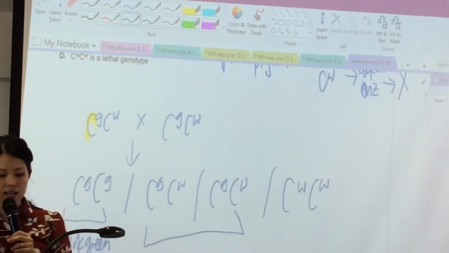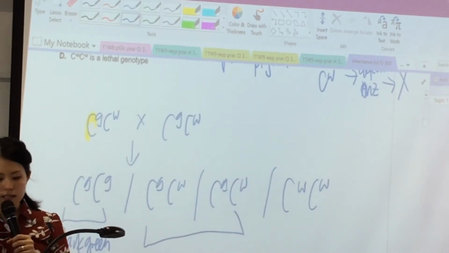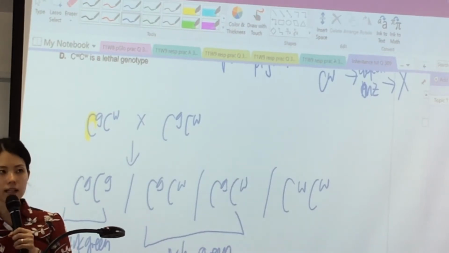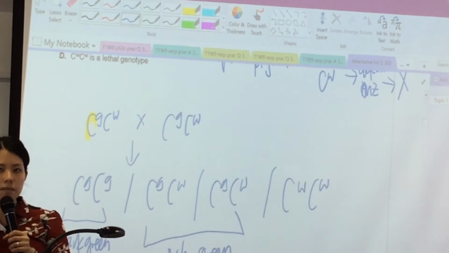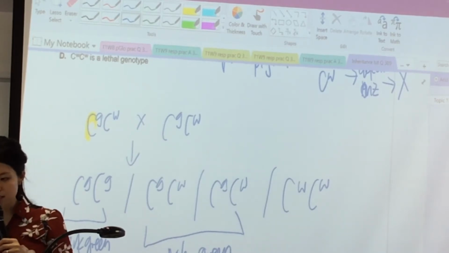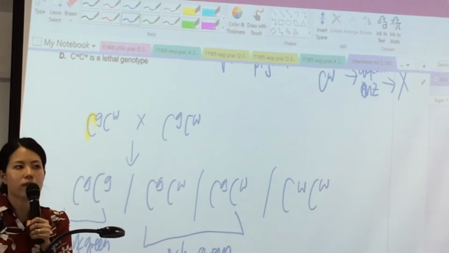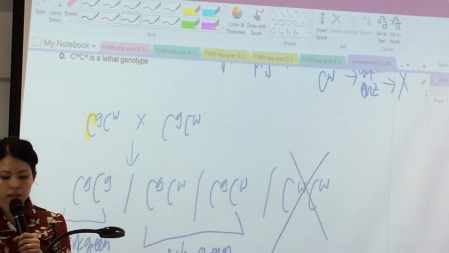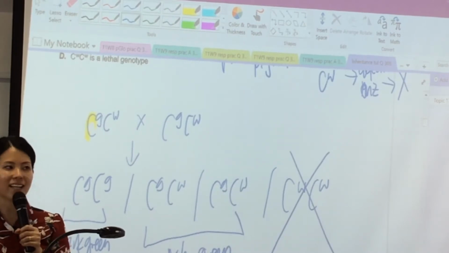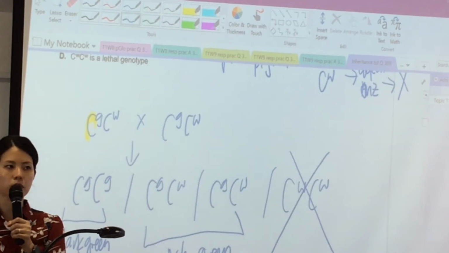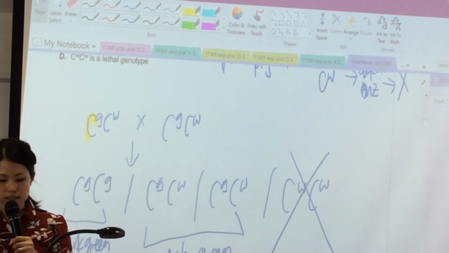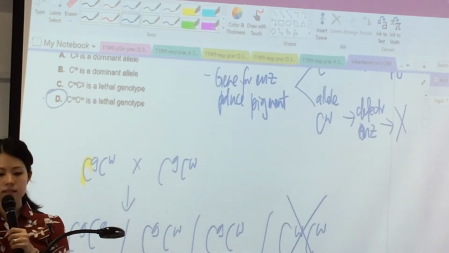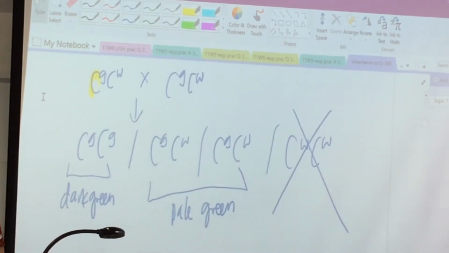So what do you think is the heterozygote? What is the phenotype? It has to be pale green. And then there is a CW that is missing. Why don't you have another phenotype? There's only two phenotypes. It is lethal. Lethal means the moment you have CW, the plant dies because no chlorophyll pigment to absorb light. So this is what we call a lethal phenotype. Because of that, the answer is D.